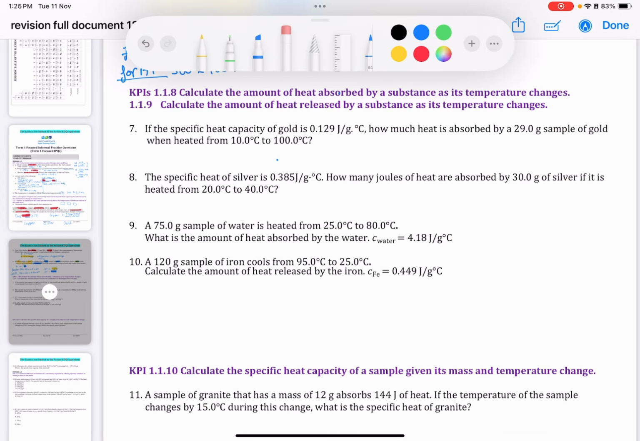Let's continue. If the specific heat capacity of gold is 0.129, how much heat will be absorbed if a 29 gram sample of gold is heated from 10 to 100? Whenever you are reading a question, please highlight the given. This is the specific heat capacity of gold. Understand your unit. 29 gram, that is a mass.